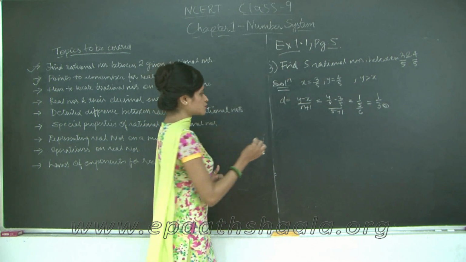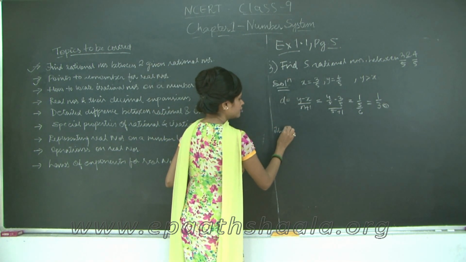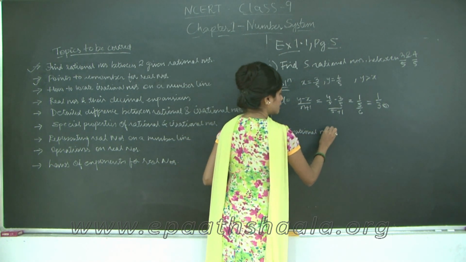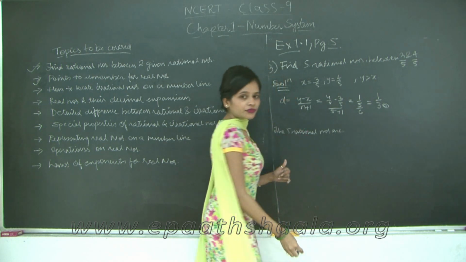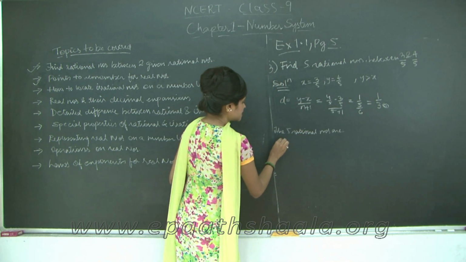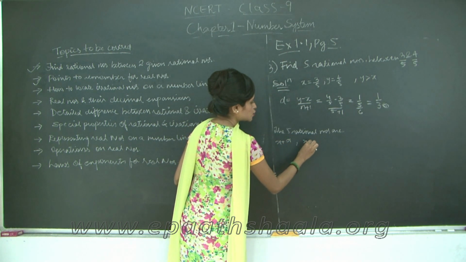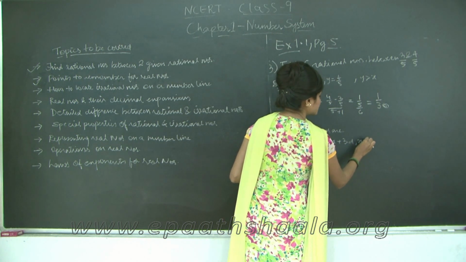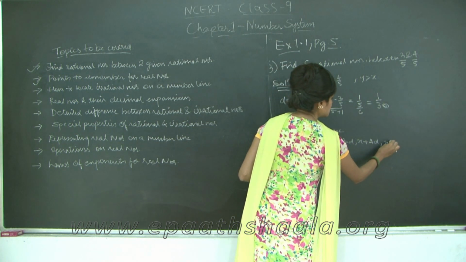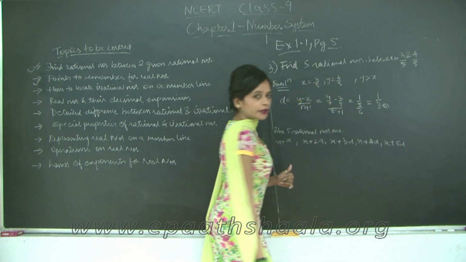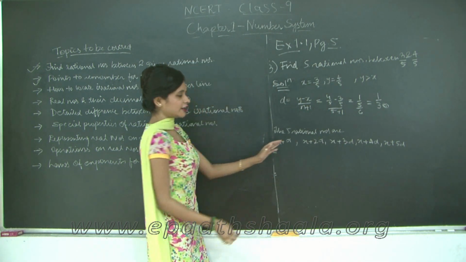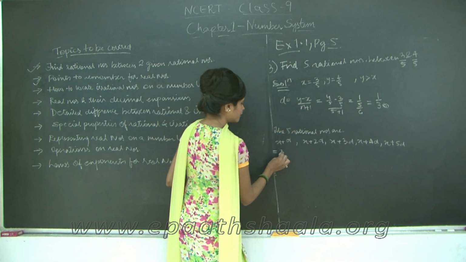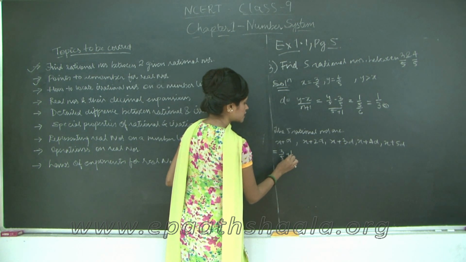Therefore my 5 rational numbers would be x plus d, x plus 2d, x plus 3d, x plus 4d and x plus 5d, right? So let's go ahead and substitute the value of x and d to find the 5 rational numbers. So my x is 3 upon 5 plus 1 upon 30.